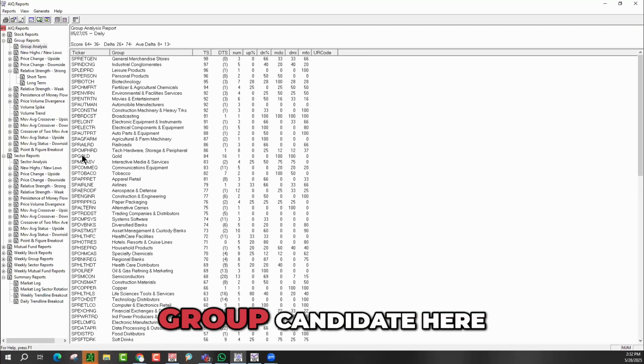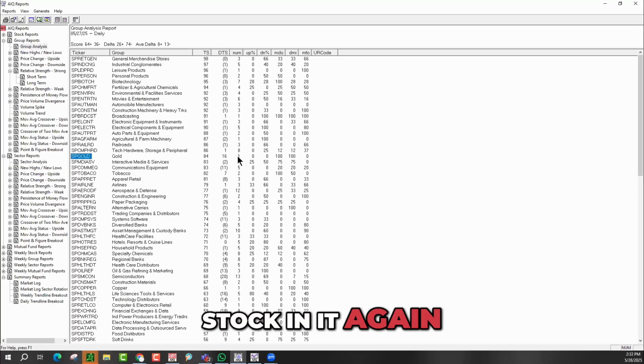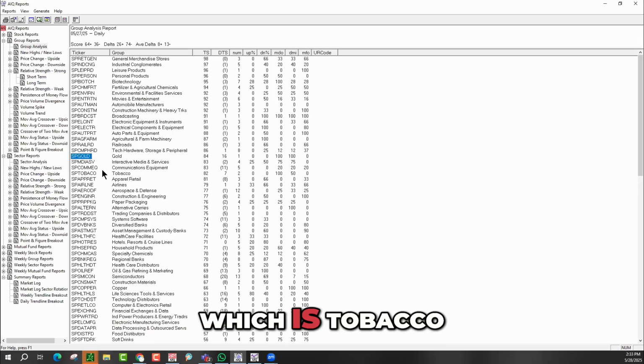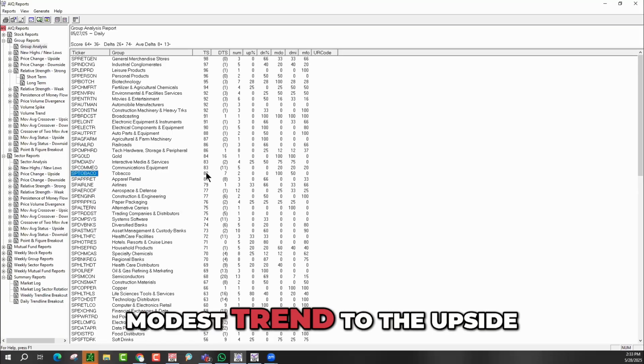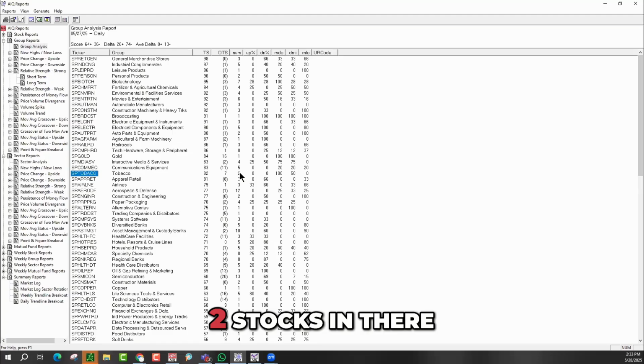And here's a great group candidate here, gold. However, it's only got one stock in it again, so that doesn't give us a great deal of confidence. A lot of these groups are trending down because they've had a great move already, or they're beginning to roll down. This one's pretty good looking, which is tobacco. It's in a modest trend to the upside, but it's accelerating up. And this one has two stocks in there, so that's one for us to go look at.